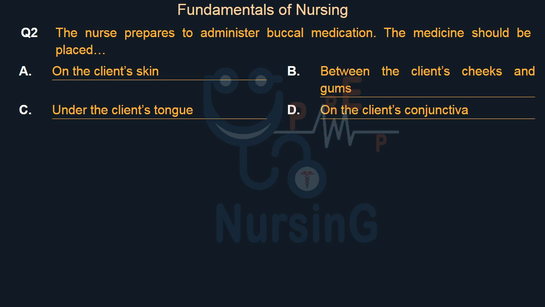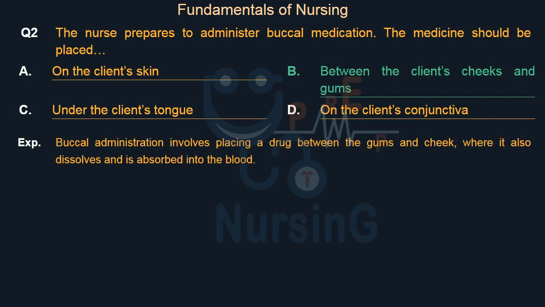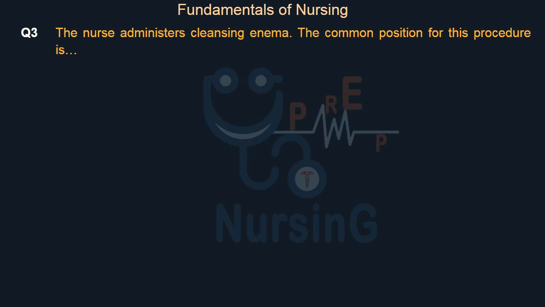Right answer is Option B. Between the client's cheeks and gums. Buccal administration involves placing a drug between the gums and cheek, where it also dissolves and is absorbed into the blood. The nurse administers cleansing enema.